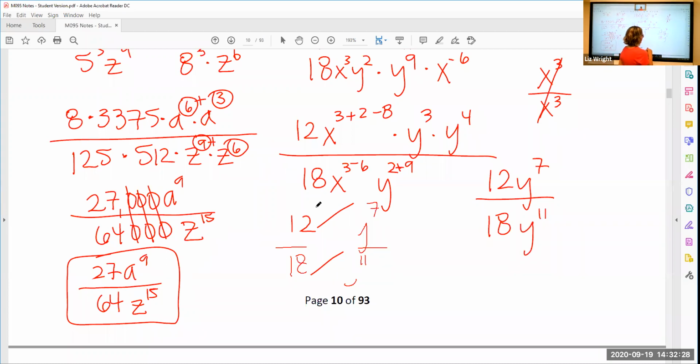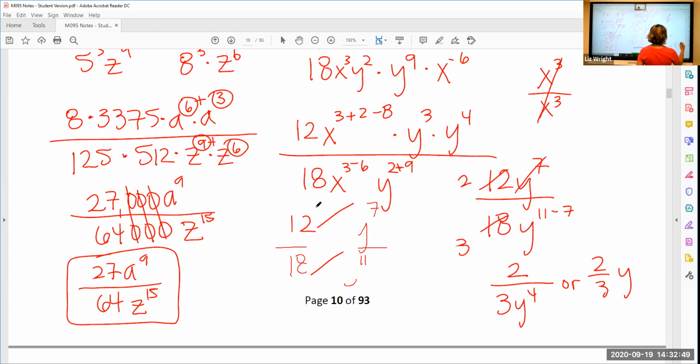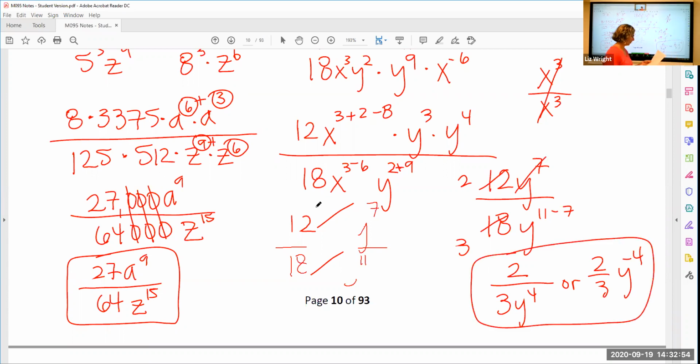So here, let's go ahead and reduce. We can take a 6 out, so that's going to be 2. That's going to be 3. We're going to subtract off 7 here. And so we are going to end up having y to the 4th in the denominator. So we have 2 over 3 y to the 4th. Or you could write it as 2/3 y to the negative 4th as well. So either of those answers would be correct.